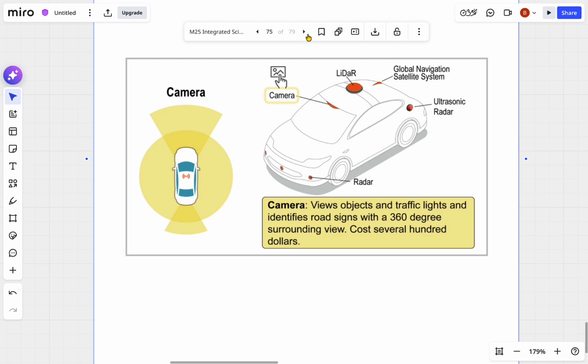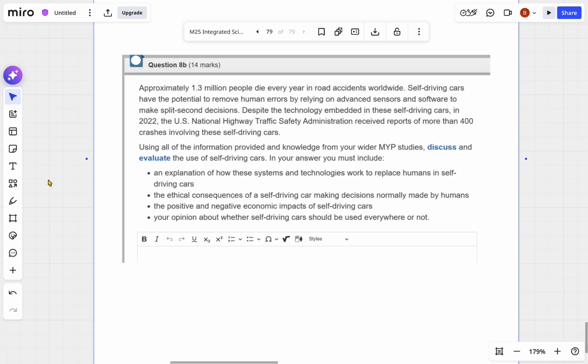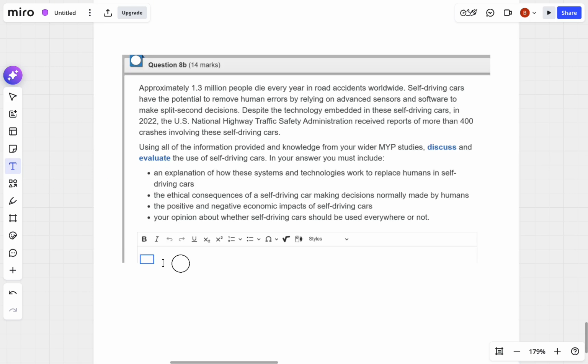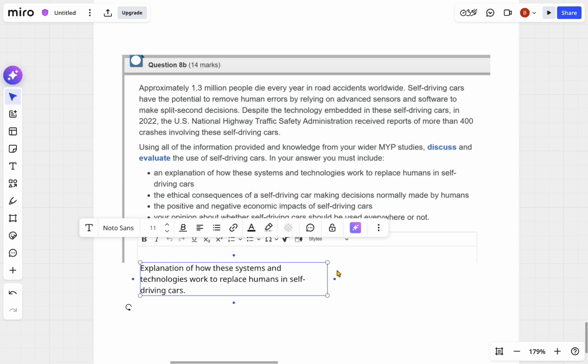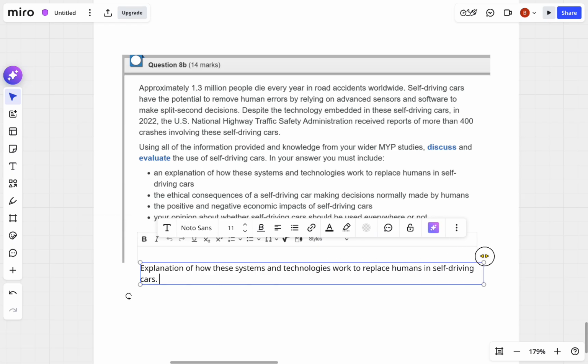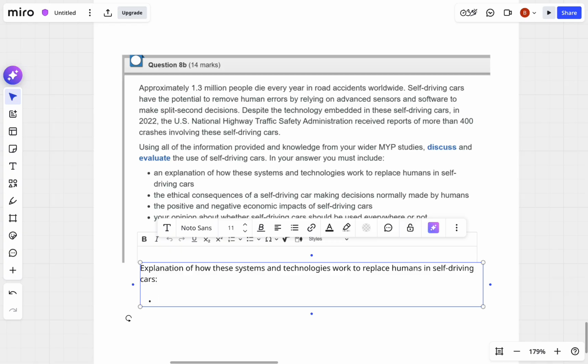So now let's go over to the question and write our answer. First let's write: explanation of how these systems and technologies work to replace humans in self-driving cars. Boom. Let's put this over here and get to our answer.